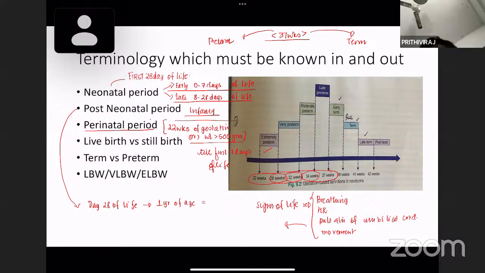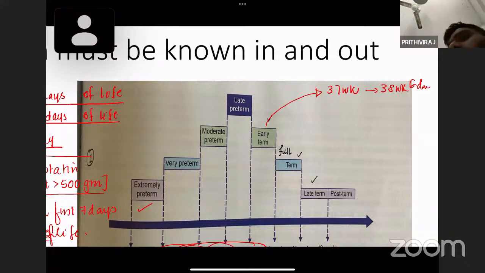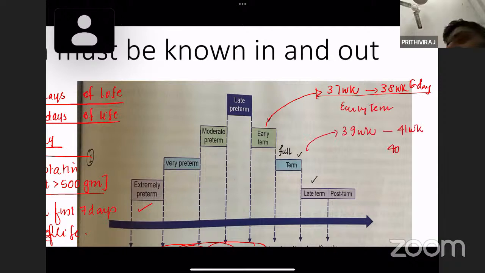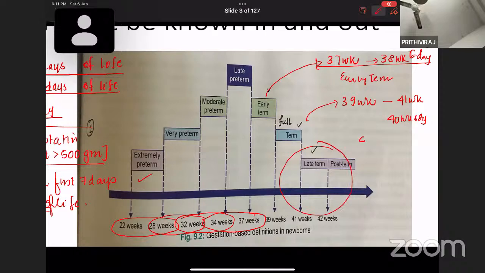This is the reason why the term has been reclassified into early term, full term, and late term. Early term means any baby born between 37 completed weeks till 38 weeks 6 days. Full term comprises 39 completed weeks to 40 weeks 6 days. Any baby born between 41 to 42 weeks, we consider as late term. Any baby born after 42 completed weeks is known as post term. So this is the definition for term as well as preterm neonates.